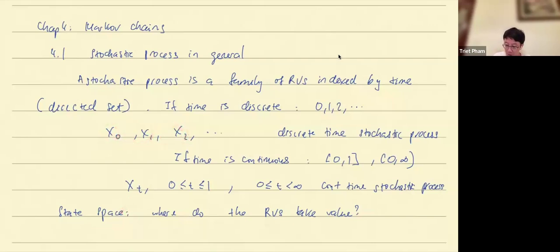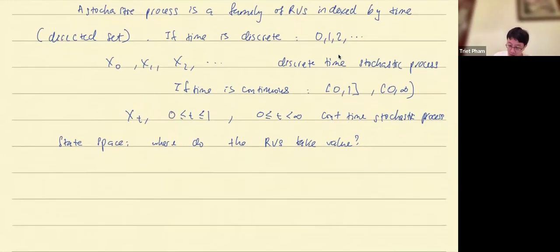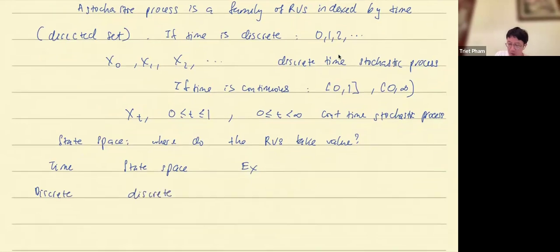In other words, you could have a discrete time but continuous state space, or continuous time but discrete state space. So time, state space, and maybe some examples. If time is discrete and state space is discrete, then you have a Markov chain.